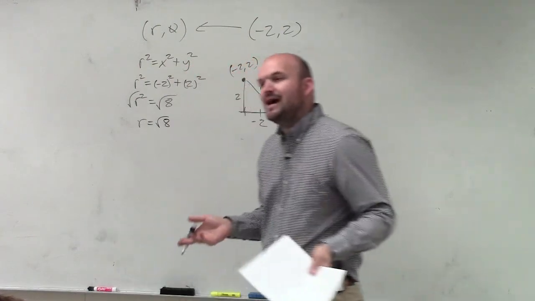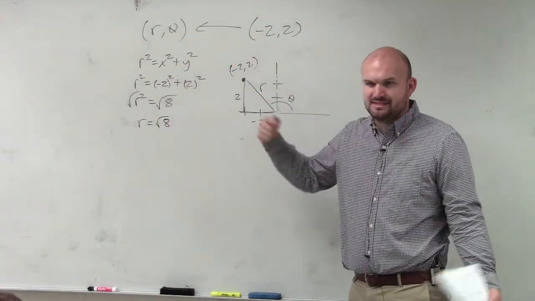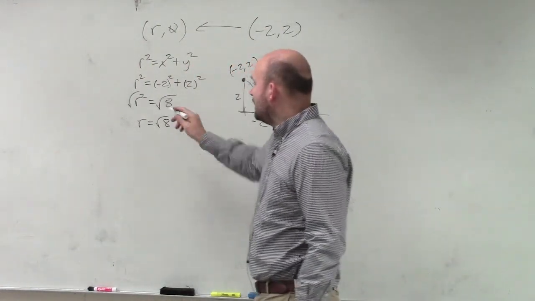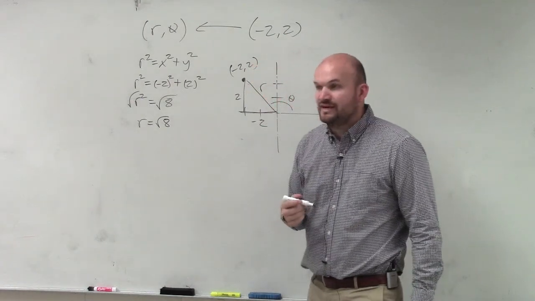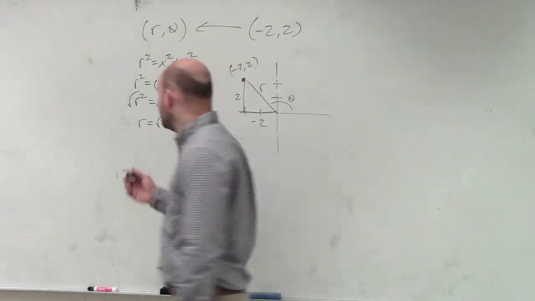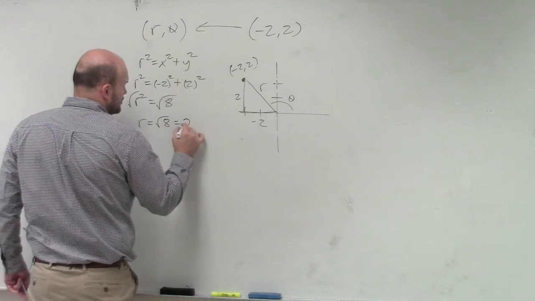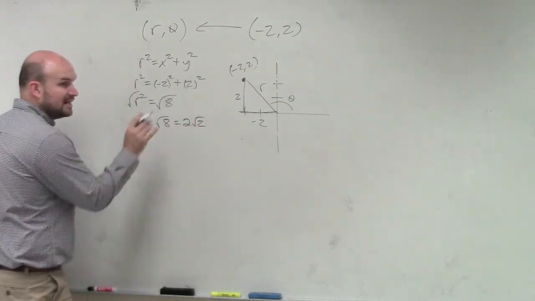However, we're only going to use the positive version because we're talking about distance, and distance is never negative. It's only positive. And the square root of 8 is 2.8284271. Or we can just simplify this to 2 square root of 2. Right? So that is my r.